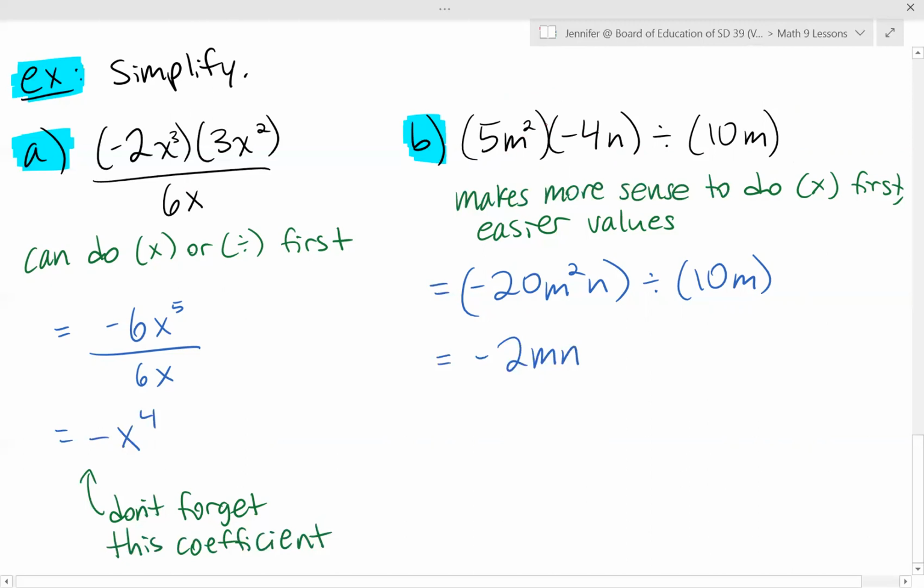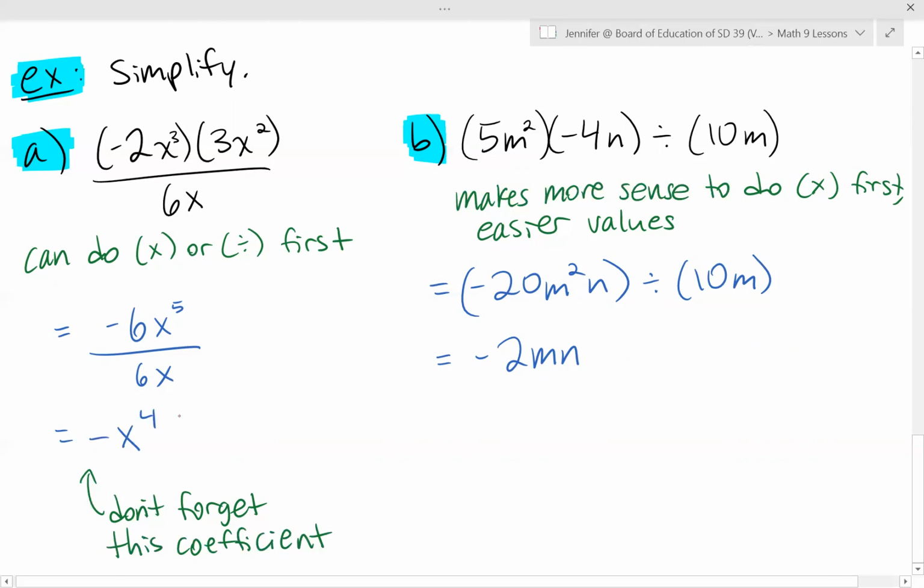And then we've got m squared and n. These do not have the same letter, so we just leave it as they are. There's no more simplification. Now we can do our division and the numbers work out well. -20 divided by 10 gives us -2. For our m's, we've got m squared divided by m. So when we subtract those exponents, we're just left with one single m. The n stays as it is because it doesn't have any pair. There's no simplification. There's just one n. So then this is your final answer.